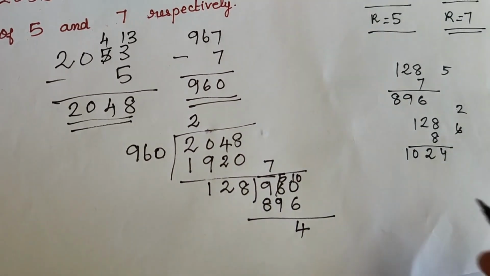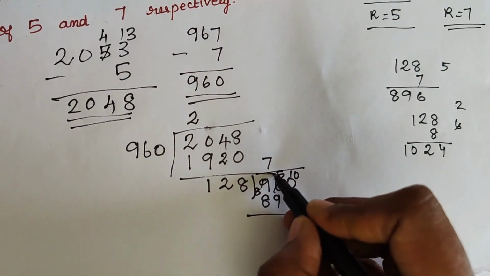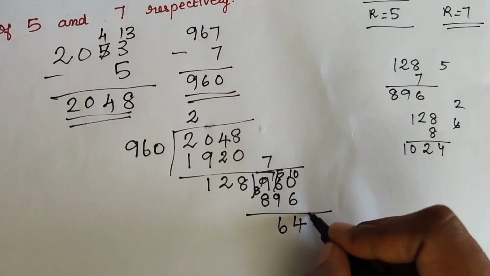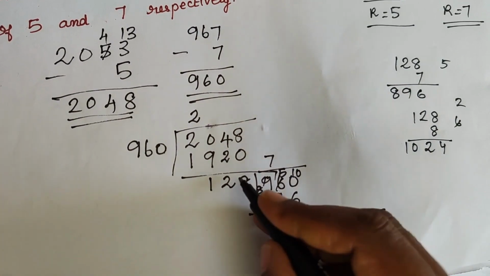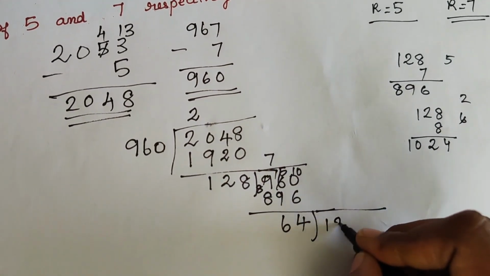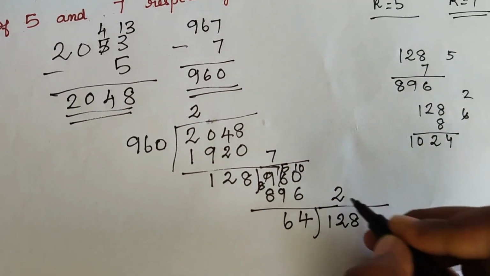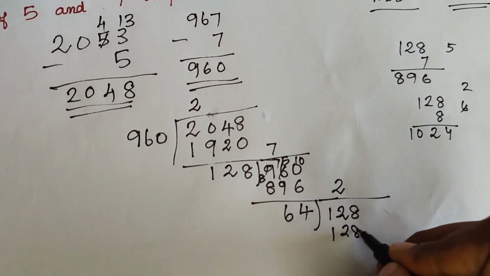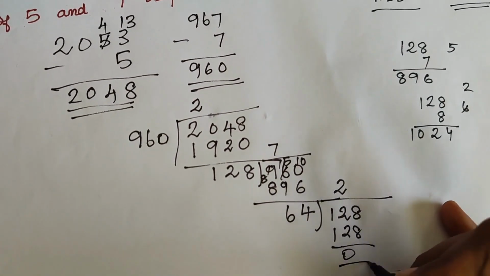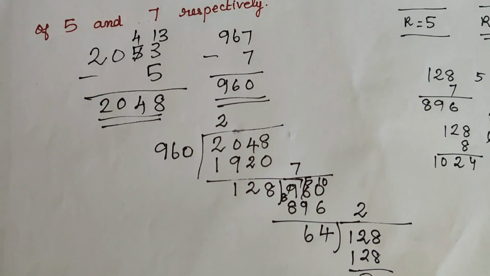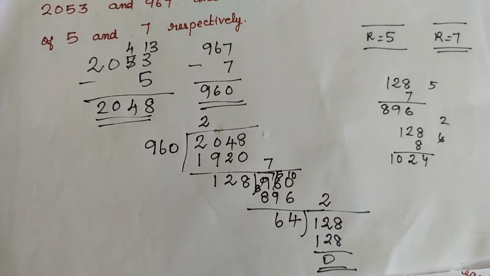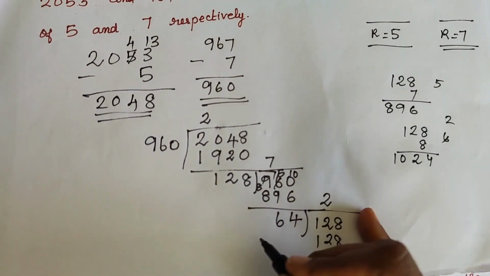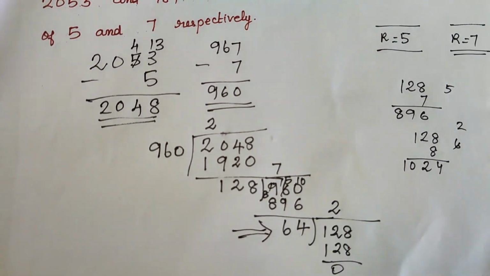10. So 10 minus 6, 4. Now this is 8, 15. 15 minus 9, 6. Now 64 becomes the divisor. Bring this 128 here. 2 times 128. Now on subtraction, we will get 0. Where we get 0, that divisor is the HCF.